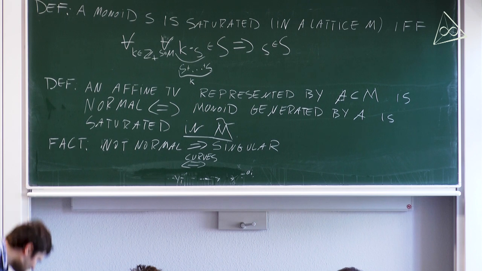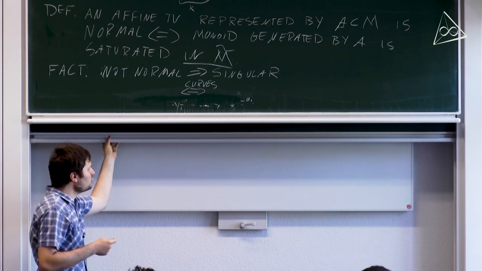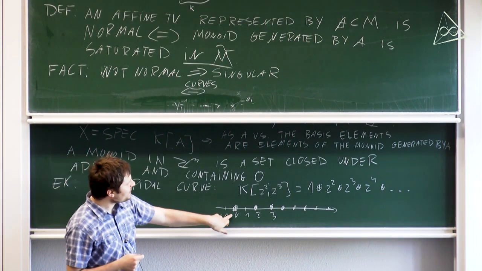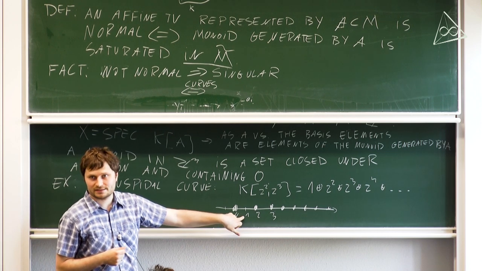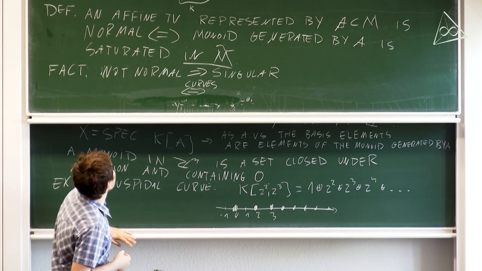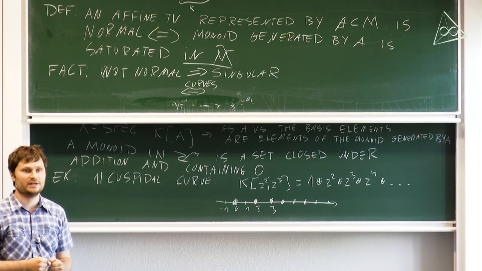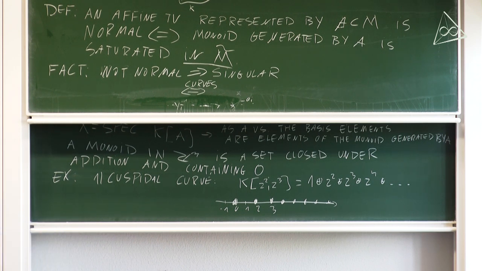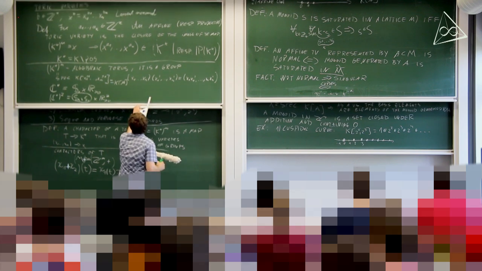So we have a first example how to study the geometry of a toric variety using this finite set of points. Say you don't know cusps. You already see that this curve needs to be singular because the monoid is non-saturated. And this curve, the one on the top, A1, is smooth because the monoid is saturated. And more generally, if you are interested in normality, you can read it off from the monoid associated to the toric variety. Any questions about this?